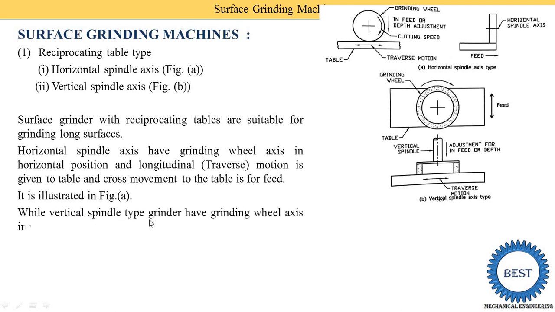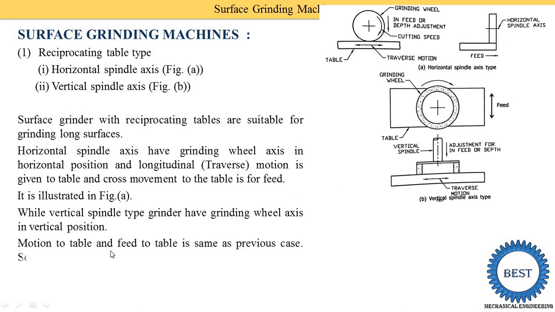In a vertical spindle type grinder, the grinding wheel axis is in a vertical position. So this is the front view and this is the top view. In the front view you see the vertical spindle. On this vertical spindle the grinding wheel is provided. This is our workpiece, and the transverse motion is given to the workpiece by this reciprocating table. This is the top view. This is the table, and in the table we also provide the feed, and this is the grinding wheel, which is the rotating component.